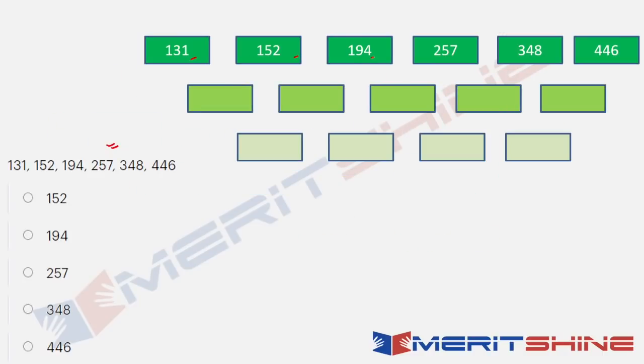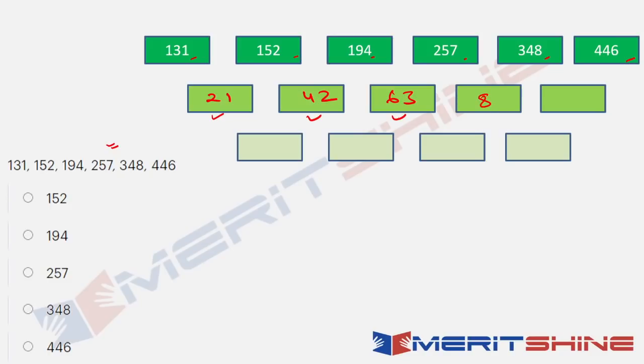131, 152, 194, 256, 348, 446 is given to us. First difference, 20 if I add, it would have been 151. So 1 more than that, 21. 40 if I add, I'll get 192. 2 more than that, so 42. 60 I add, I'll get 254. 3 more than that. The moment I see this 21, 42 and 63, don't I already know what my next numbers would be?